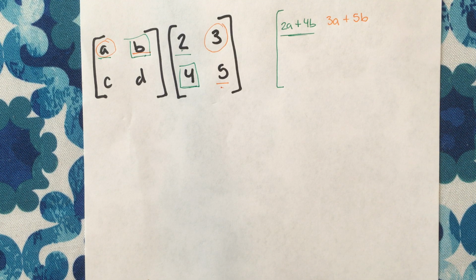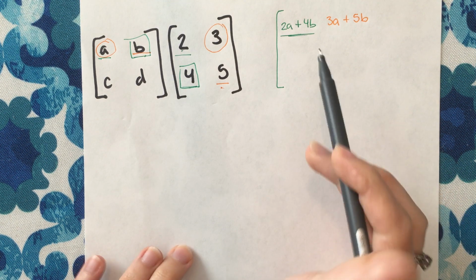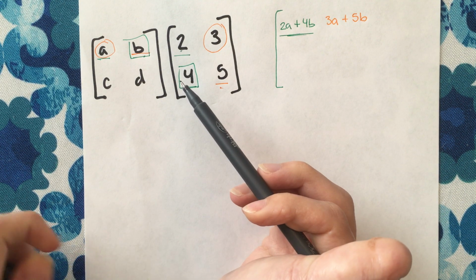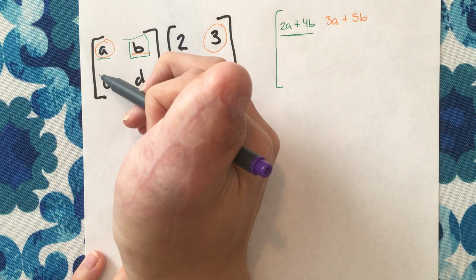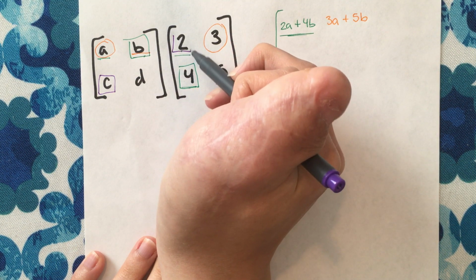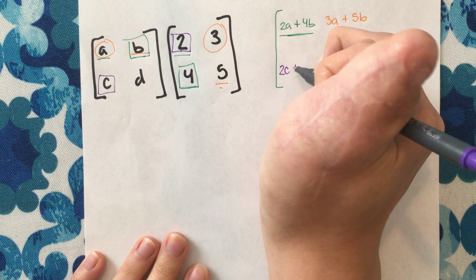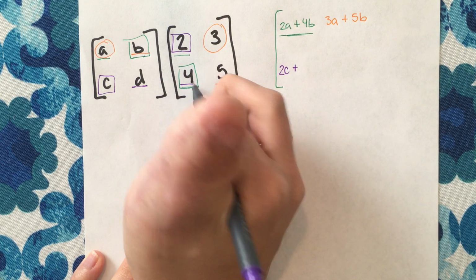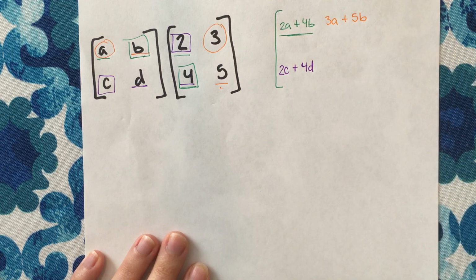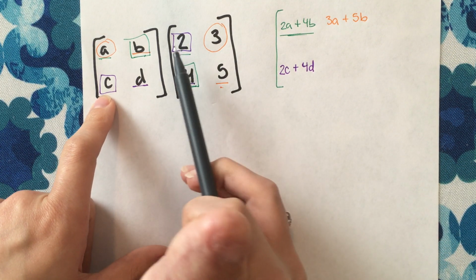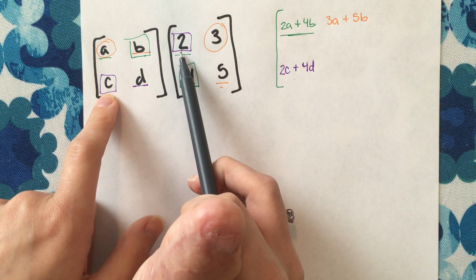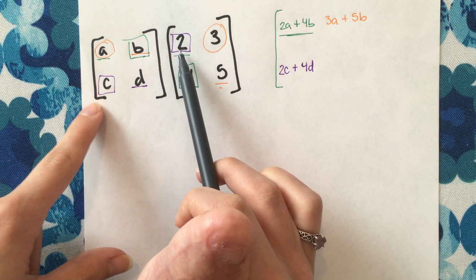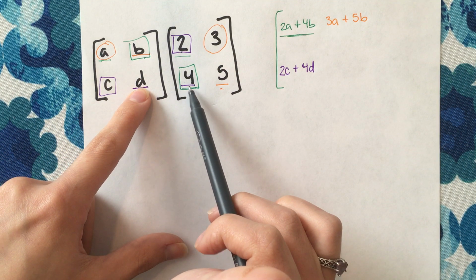All right, let's go to the next row of our matrix. So we're going to look at this A21 element. So this will be the second row in the first column. So I'm going to do C times 2. And then I'm going to do D times 4. So what I did was I took the first two elements, multiplied them together, plus the second two elements multiplied together. So I have 2 times C plus 4 times D.